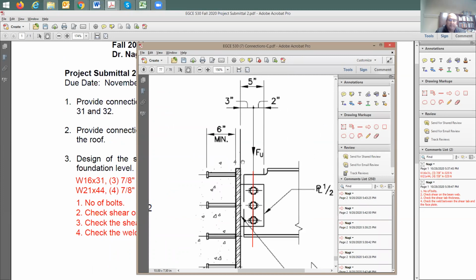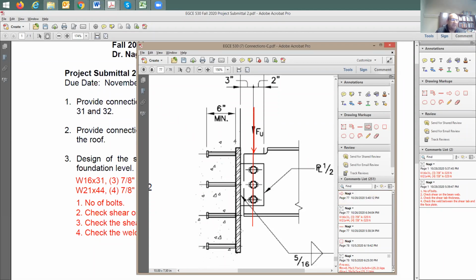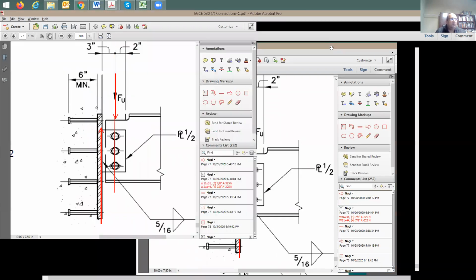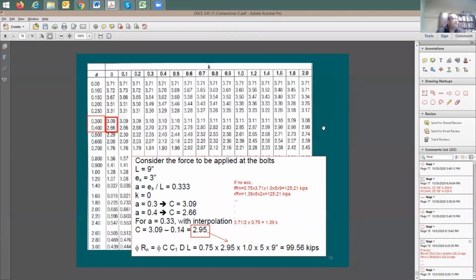Now, when you do the bolt check, you're going to have eccentricity in the bolt, because the force is going to be coming down here, in this direction, as an action, which is F sub U, the reaction that you calculate, and the reaction is going to be right here. So when you do the bolt check, you need to consider eccentricity. It's going to be this table here, eccentricity on the bolt.